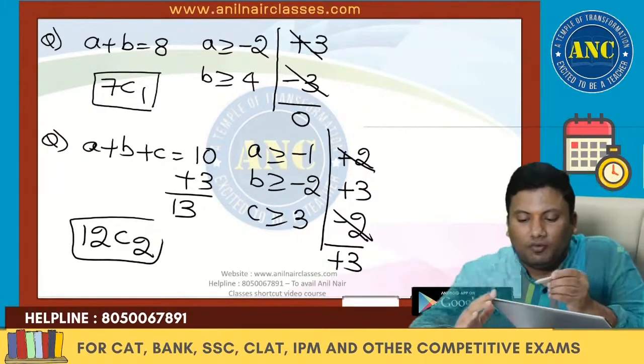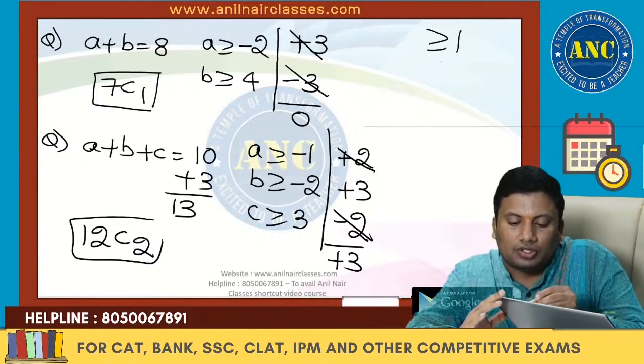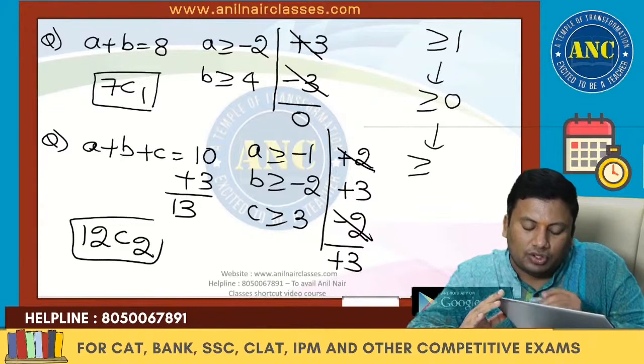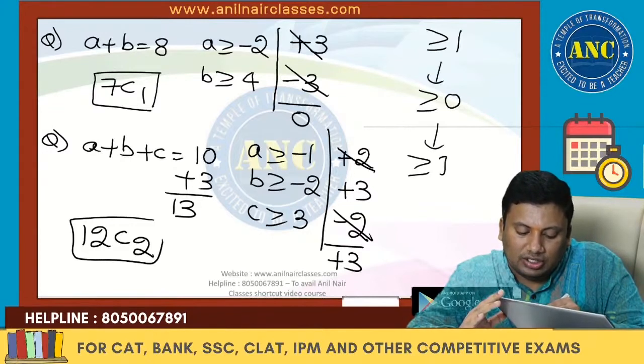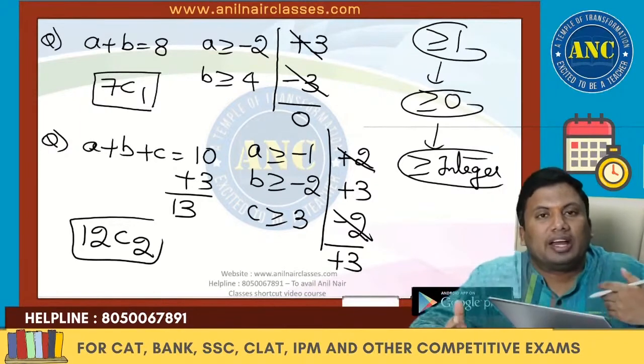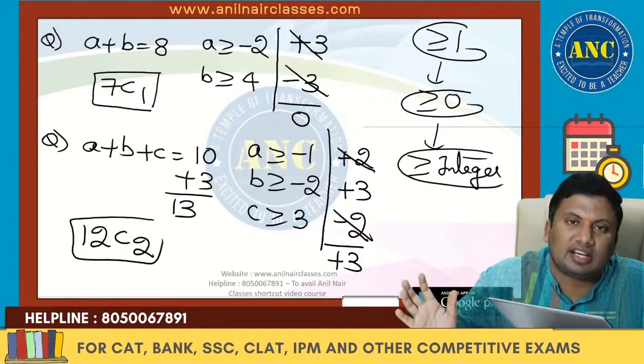Everybody till here? We started with greater than or equivalent to 1. Then we went to greater than or equivalent to 0. Then we went to greater than or equivalent to any integer. All these methods, I hope it is clear to you. Before I get into the next model, is this clear to you?